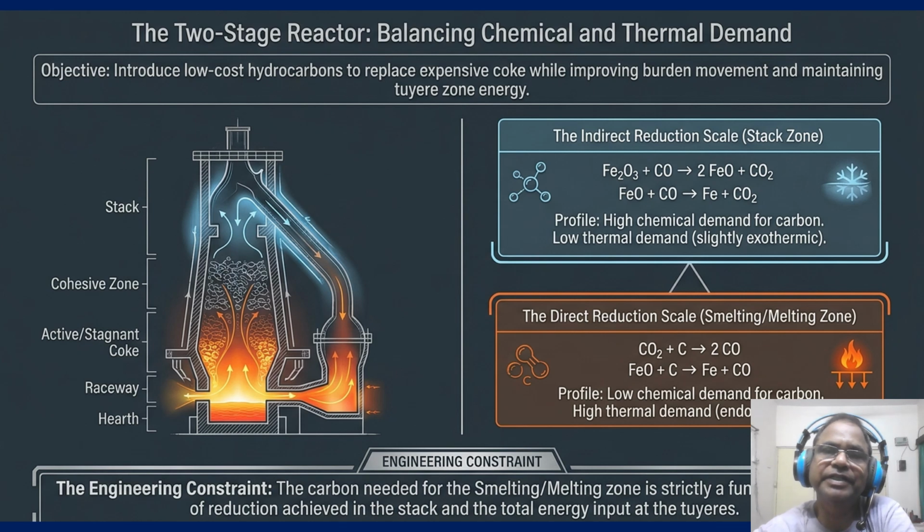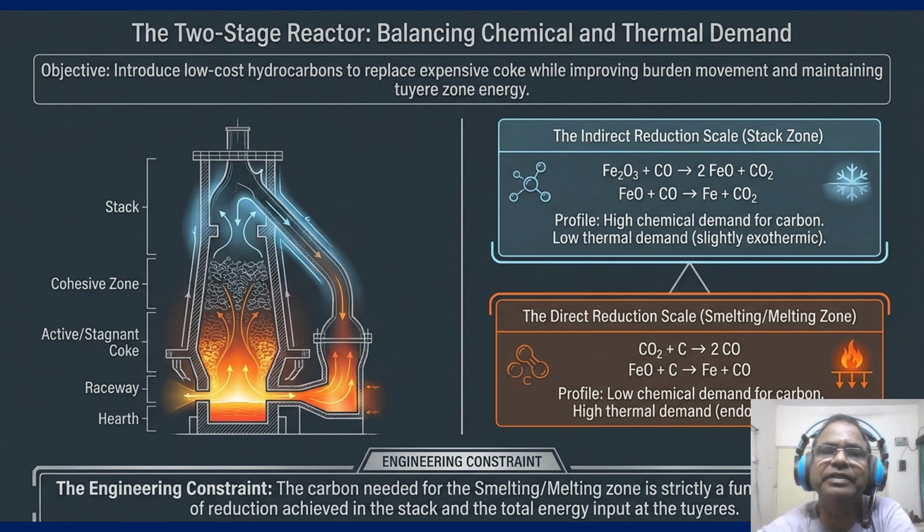So, on the left side, as you can see, follow the blue and orange gradient in our furnace cross section. The indirect reduction scale in the stack shows our exothermic zone, while the direct reduction scale at the bottom highlights the high thermal endothermic demand of smelting. So what factor is here is engineering constraint. Your carbon injection is strictly limited by the energy balance at the tuyeres and the reduction efficiency in the stack.